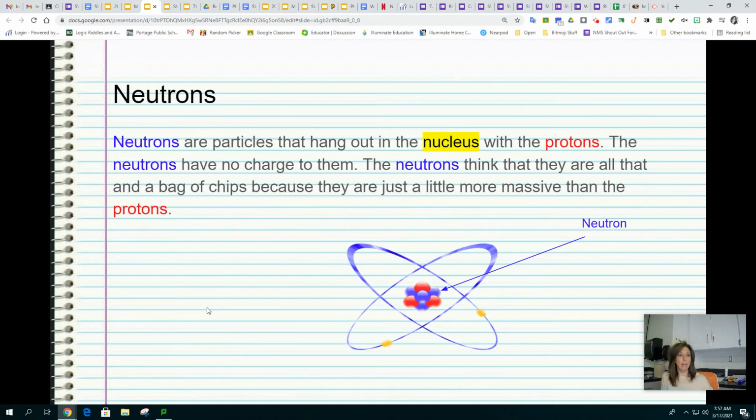Okay, neutrons are particles that hang out in the nucleus with protons. Neutrons and protons are both found in the middle of the atom inside the nucleus. Just like what neutron sounds like, neutral, that means that they have no charge. They're not positive, they're not negative, they're neutral. Neutrons think that they're all that and a bag of chips because they're just a little more massive than protons. So most of the mass of the atom is found in the neutron, although it's not a lot.